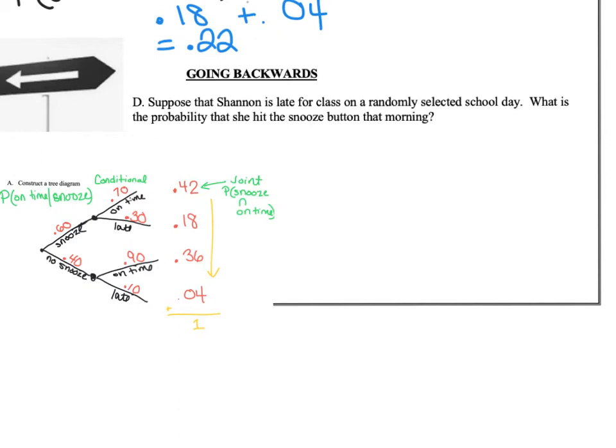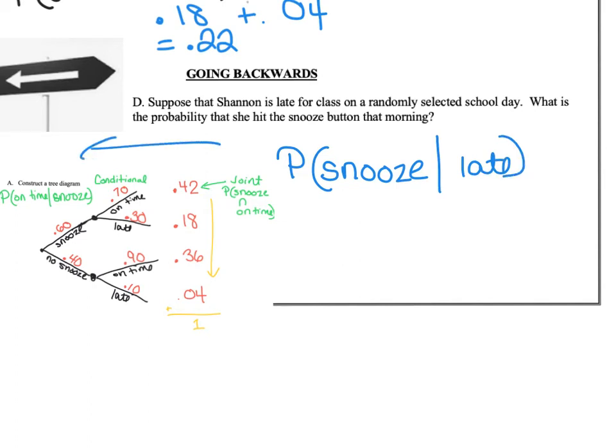This now says, suppose that Shannon is late for class on a randomly selected school day. What is the probability that she hit the snooze button that morning? So it's saying the probability she hit the snooze given that she was late. Okay, so we're switching directions on our tree diagram. We're going backwards. How on earth are we going to do that?